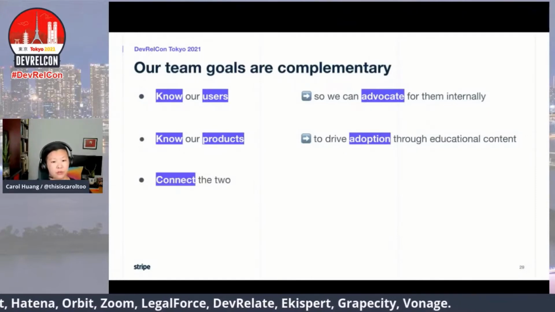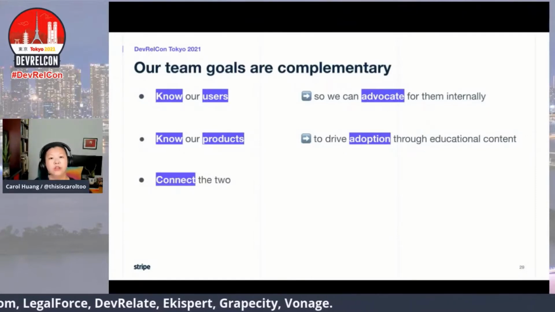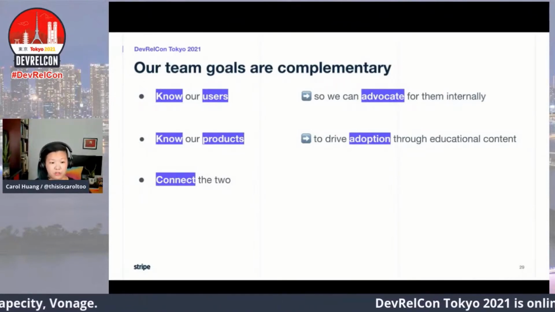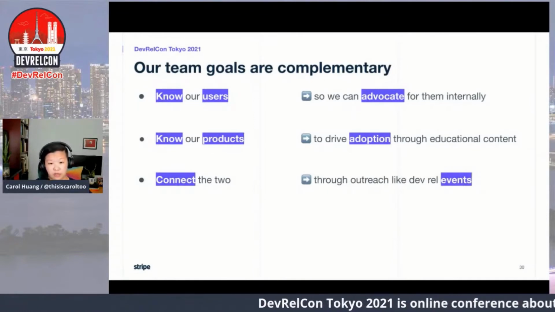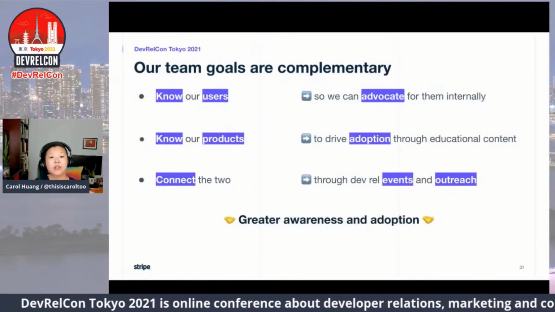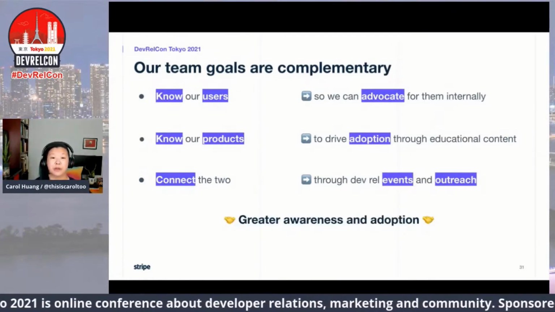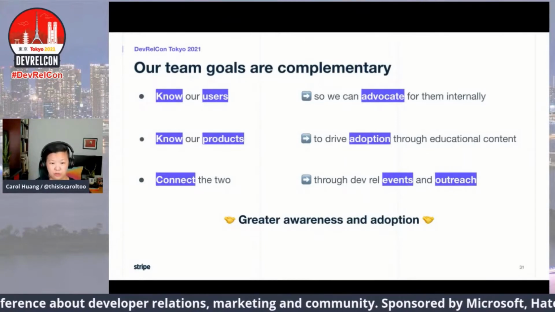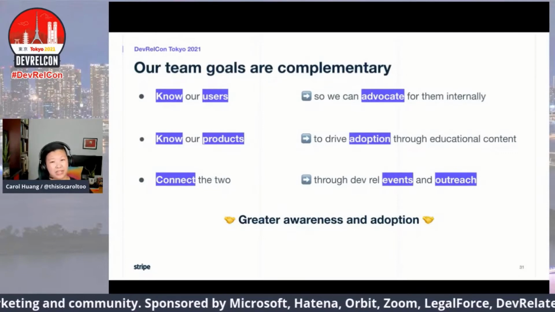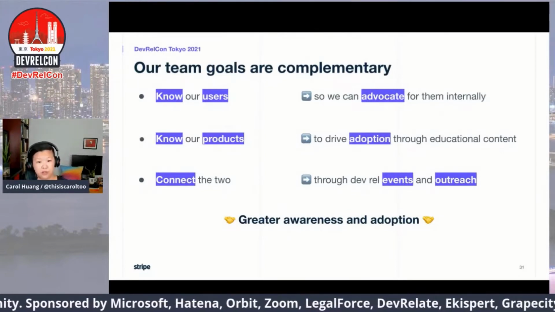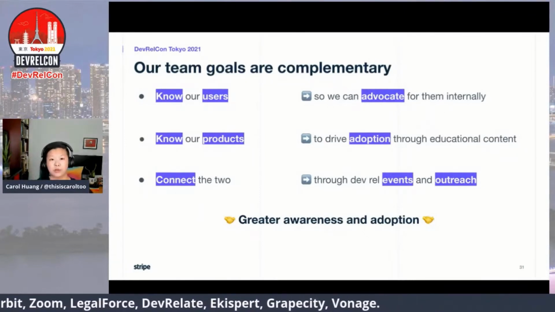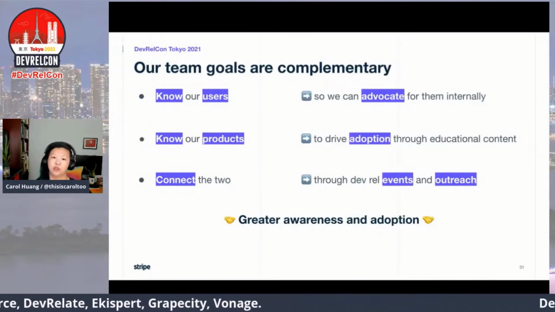And lastly, of course, most importantly, you want to connect the two. You need to be able to bring the right flavor or version of your product to the right users and make sure that everyone is getting exactly what they need. And we do that through dev relations, events, and outreach. These all lead ultimately to your shared company goal of greater awareness and adoption. This is probably a company goal that a lot of you share, and it gives you a direct line from your success to the company's success. So it lets you point very clearly to how your team has contributed when it comes around to performance review time, when it comes around to QBR time.